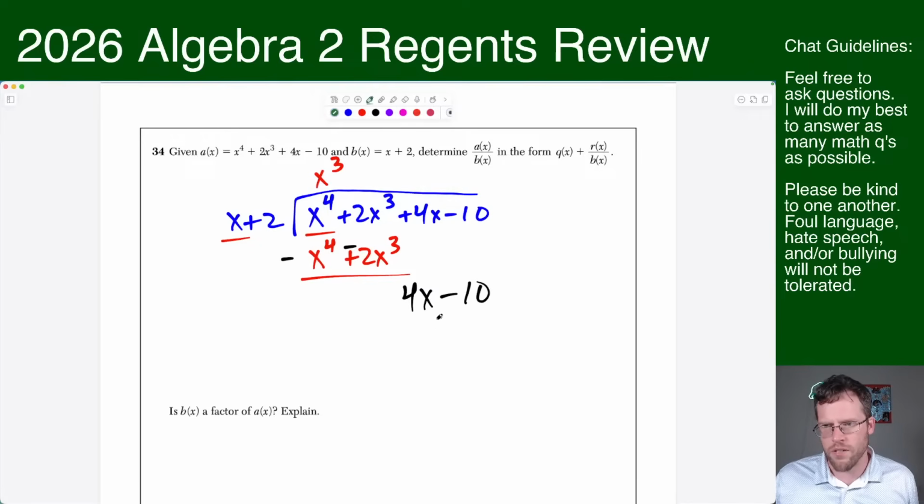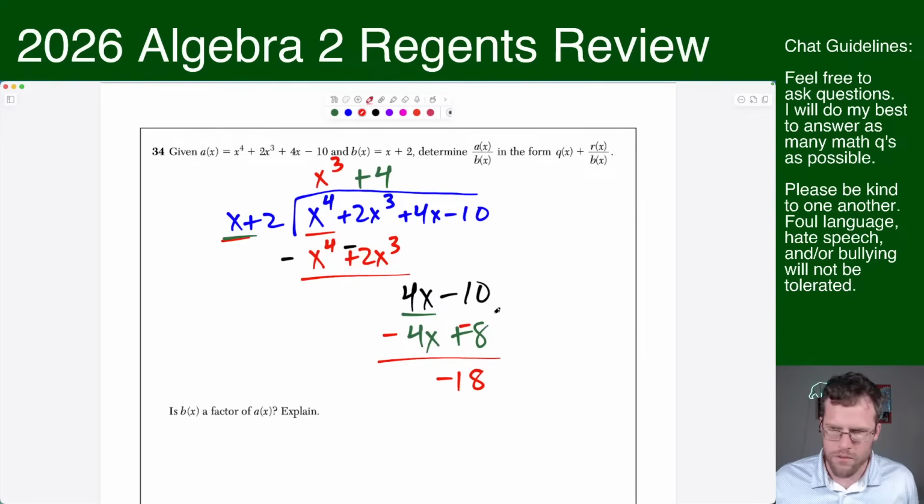And now I start this process over. 4x divided by x is 4. I distribute, I get 4x, and 4 times 2 gives us 8. And we are subtracting. But I subtract both of these. These terms cancel, and then negative 10 minus 8 is negative 18. Okay, this is our remainder. So I have here, I would say plus remainder negative 18, and we're over the original divisor, x plus 2. So you see it's in that form of quotient plus remainder over original divisor. All right, so this is what we need.